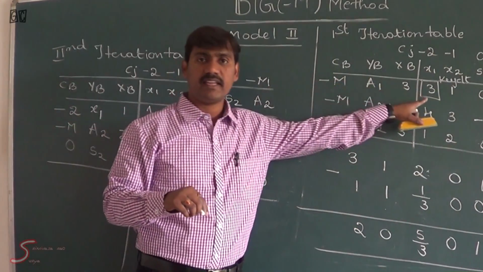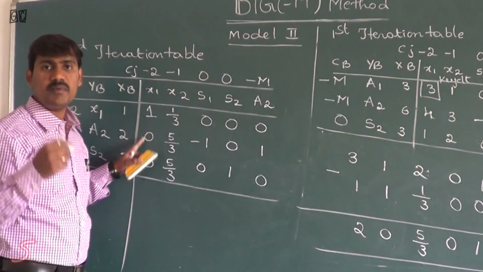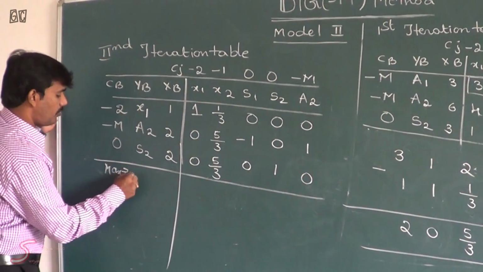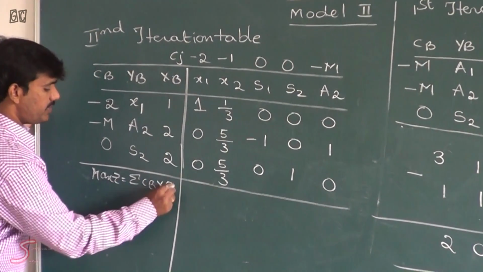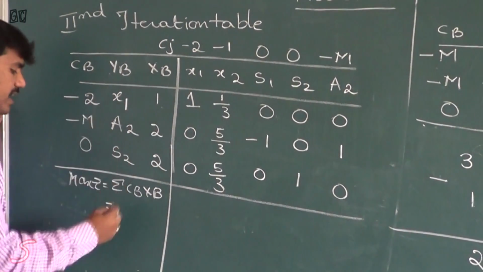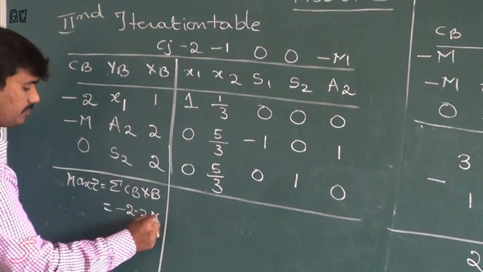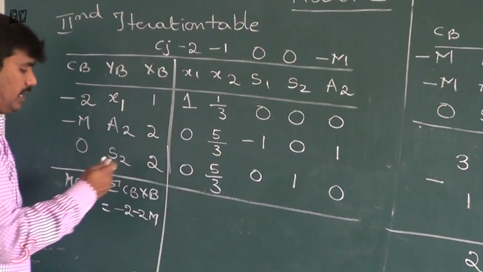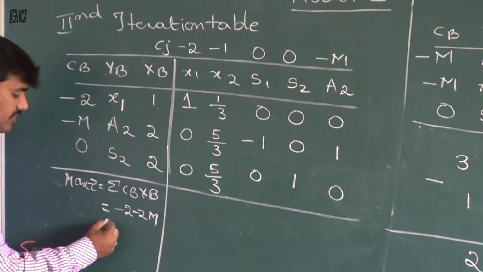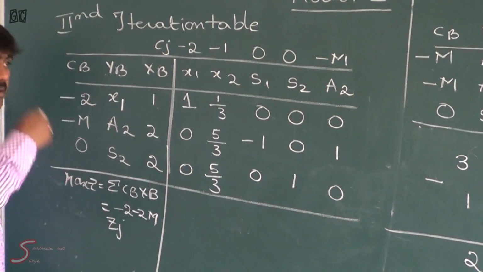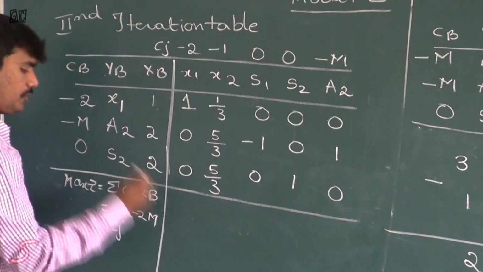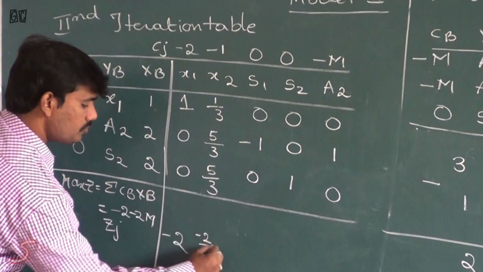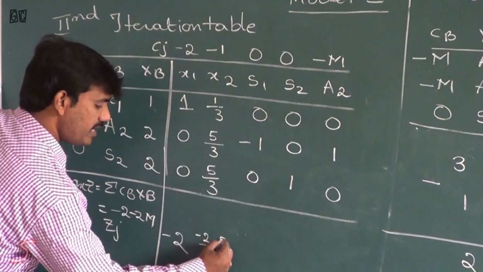So we made some operations here to make all the elements in the key column 0. Now we made the key element unity and made all the other elements in the key column 0, and we have our ideal conditions. Maximum of z equals, the formula is summation CB into XB, that equals -2 minus 2M. We got 0, minus 2 into 1, minus 2, minus M into 2, minus 2M, that is -2 minus 2M. Now we have the formula zj equals summation CB into xj: -2, 0, that is -2 only, -2 by 3, that is -2 by 3, and minus 5M by 3.